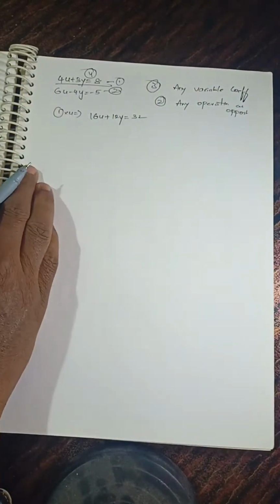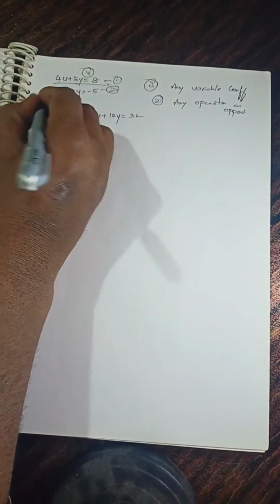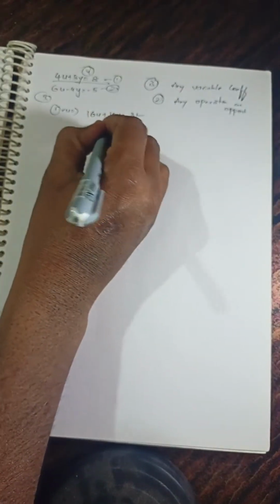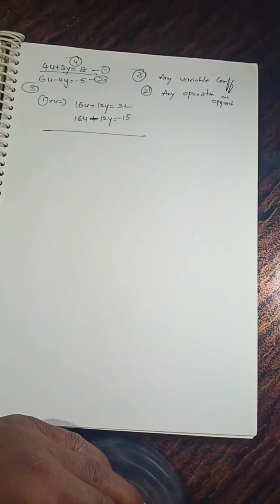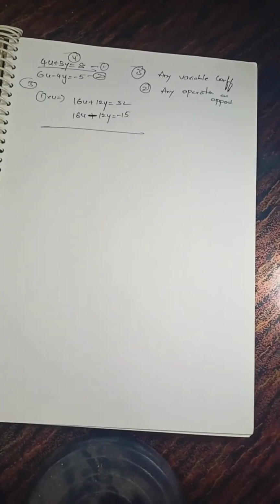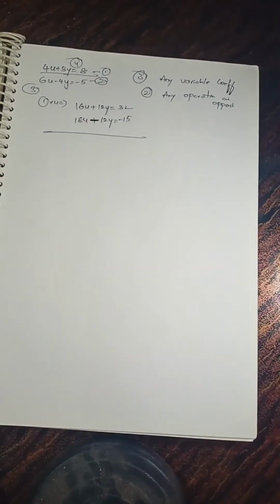See, for this equation we are multiplying with 4, for this equation we are multiplying with 3. 3 sixes are 18u, 3 fours are 12y, 3 fives are minus 15. Now see, is there any possibility of changing the value? Here no need to change any of the values.